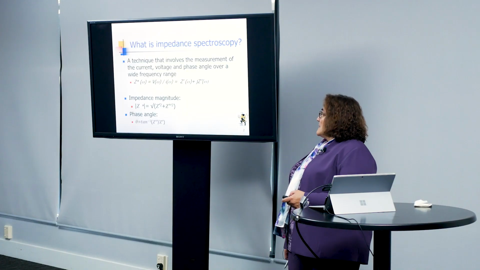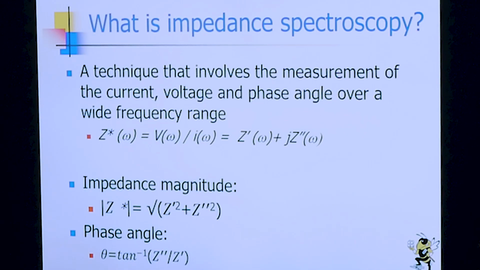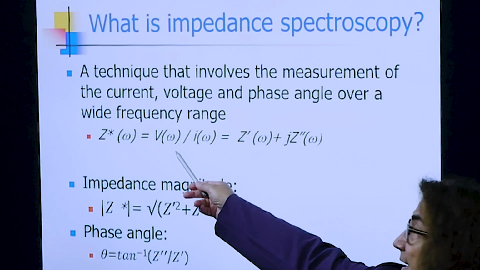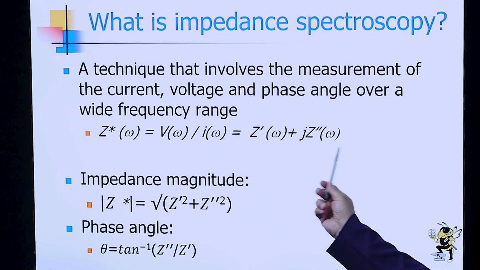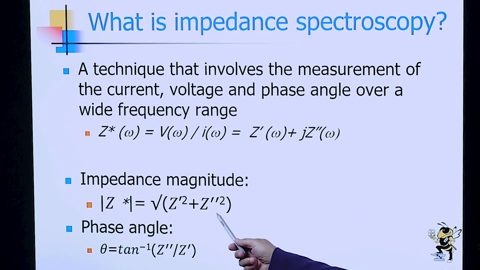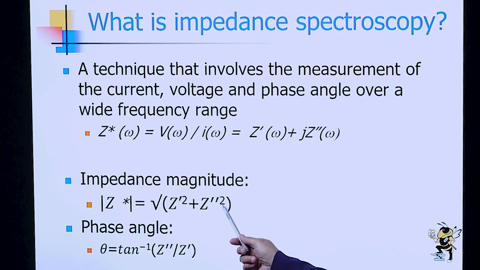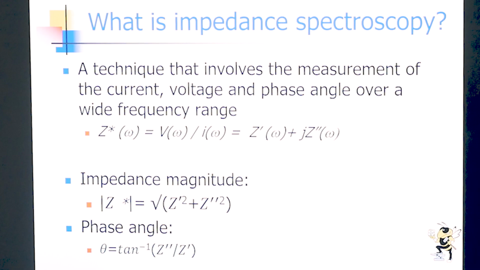So, as mentioned over here, impedance spectroscopy is a technique that involves the measurement of the current, voltage, and phase angle over a wide frequency range. It is, of course, taken by dividing the voltage as a function of frequency by the response of the current, which gives you a real and an imaginary part. In general, we use the impedance magnitude, which is the square root of the real squared plus the imaginary squared, and the phase angle is the differential between the voltage and the current, and that is normally taken by Z double prime divided by Z prime.